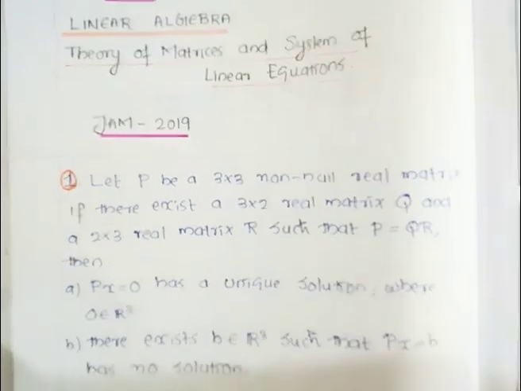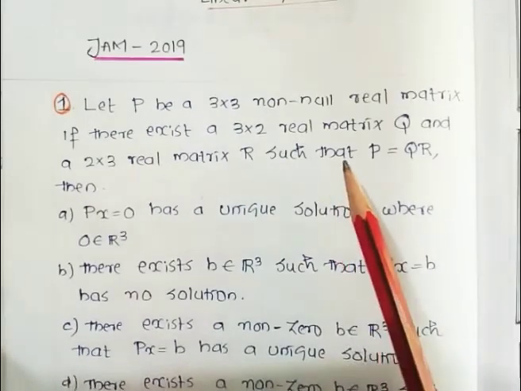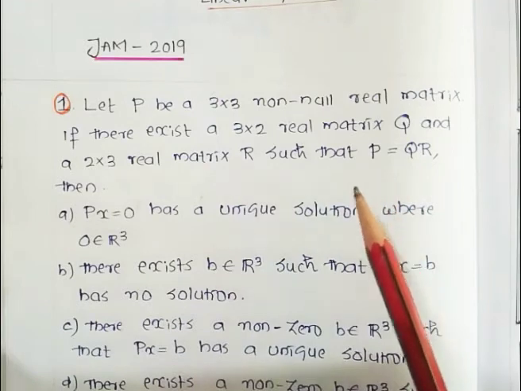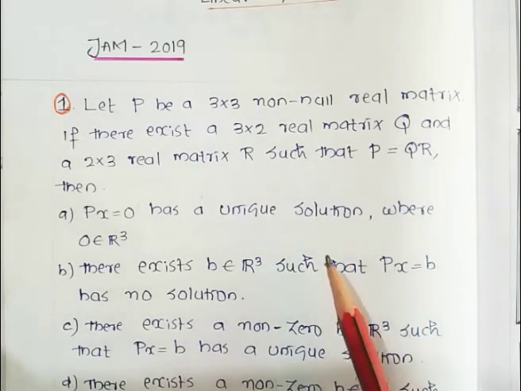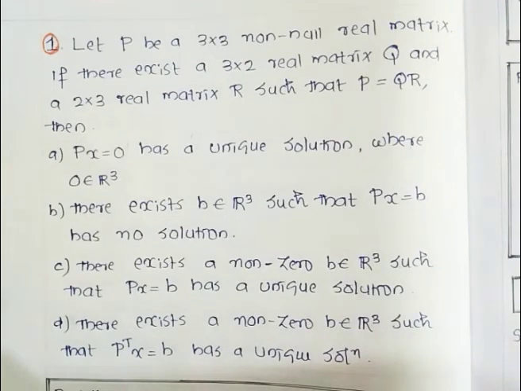First question. Let P be a 3 by 3 non-null real matrix. If there exists a 3 by 2 real matrix Q and a 2 by 3 real matrix R such that P is equal to QR, then option A, Px is equal to 0 has a unique solution where 0 belongs to R3. Option B, there exists a B belongs to R3 such that Px is equal to B has no solution. Option C, there exists a non-zero B belongs to R3 such that Px is equal to B has a unique solution. And option D, there exists a non-zero B belongs to R3 such that P transpose X is equal to B has a unique solution.